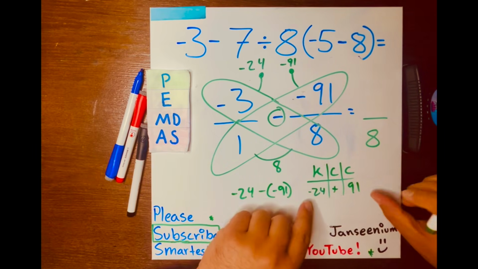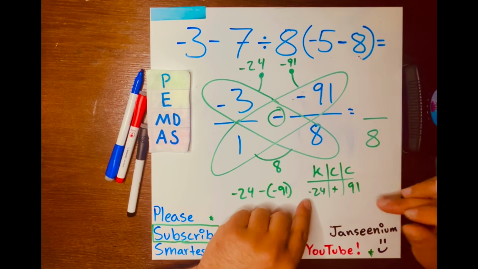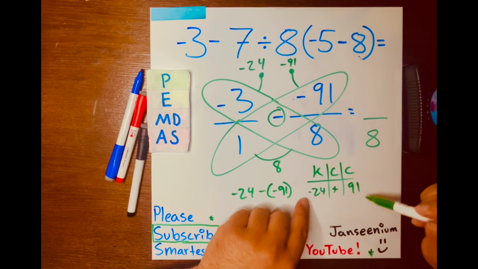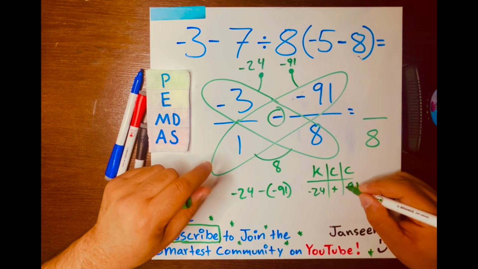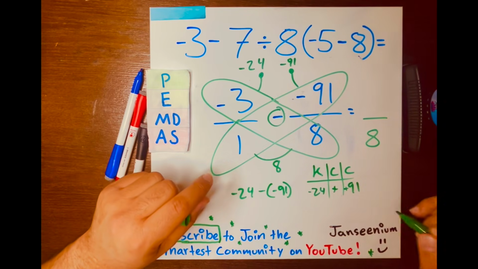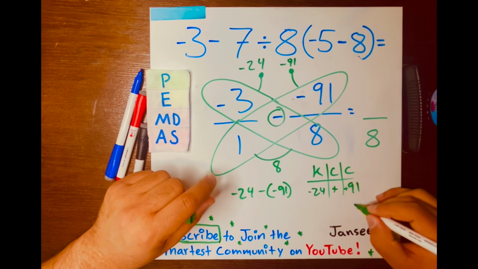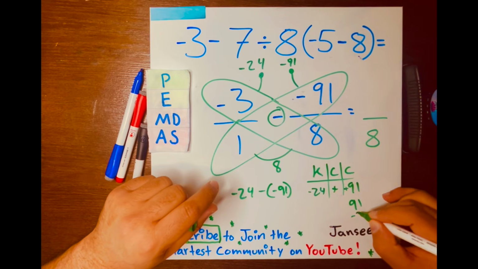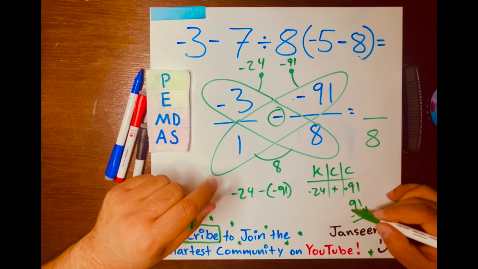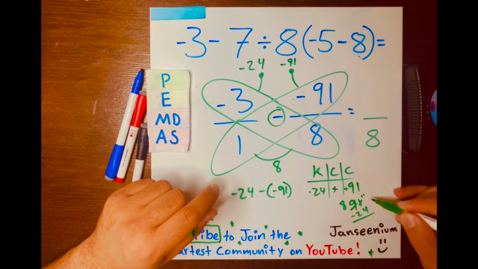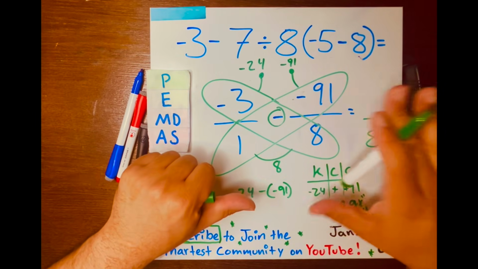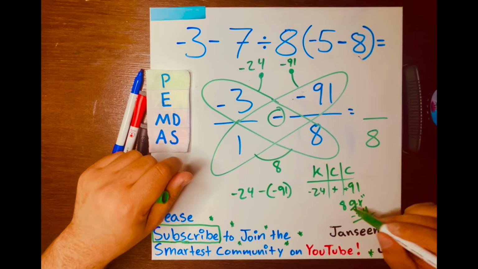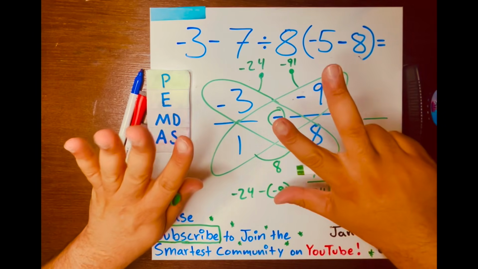And then we use the addition rule. Anytime you're adding two numbers and the signs are different, we subtract and keep the sign of the bigger number, which in this case is the 91, bigger than 24. So we subtract 91 minus 24. So we do this. This becomes 11. 11, drop 4, 6, 7, 8.